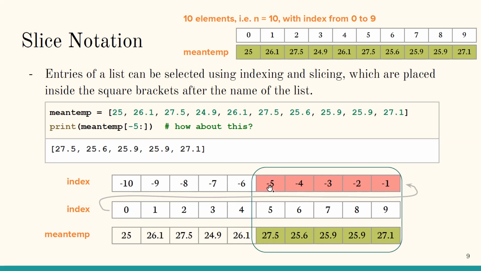So -5 to nothing would be exactly the same as 5 colon nothing, because you're looking for the same numbers, these 5 numbers. They have the index 5, 6, 7, 8, 9, which gives you the same result as -5, -4, -3, -2, -1. So 27.5 has 2 indices in here. That's what it means.